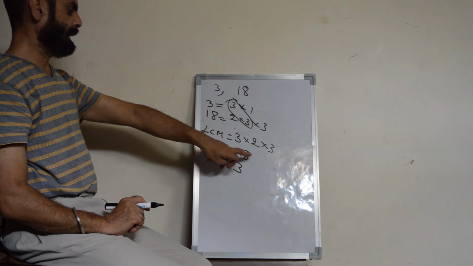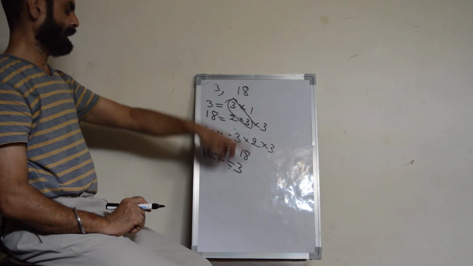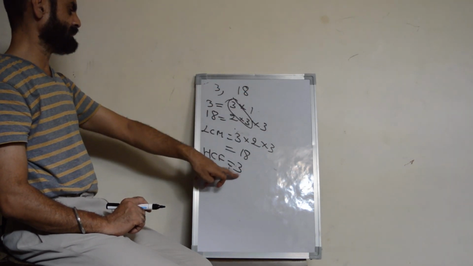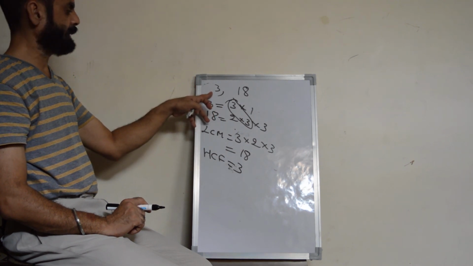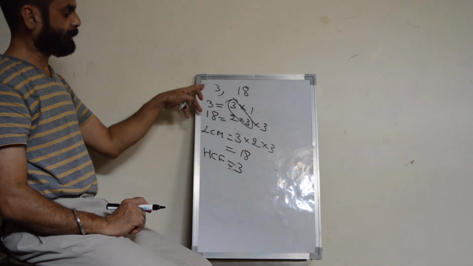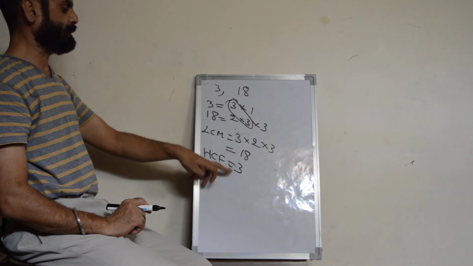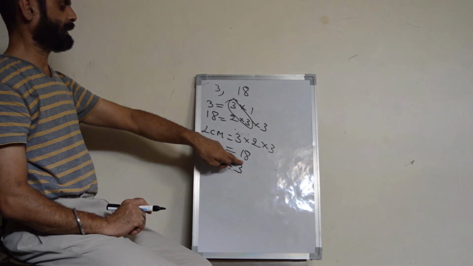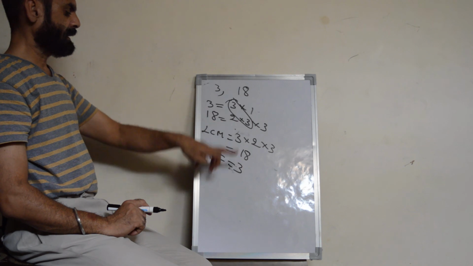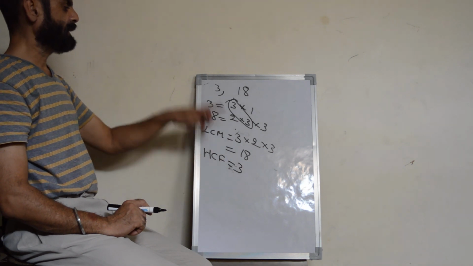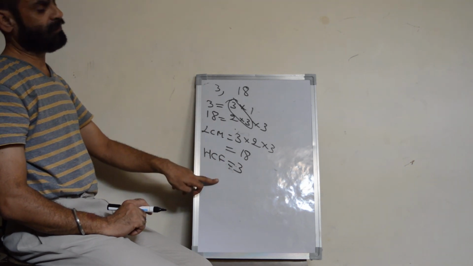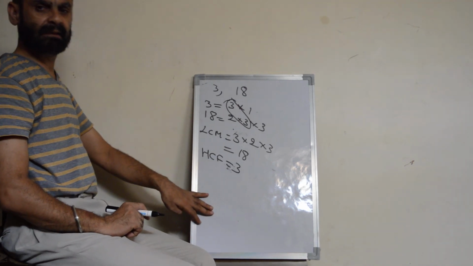Here also the LCM is equal to 18, the given number, and the HCF is equal to the given number 3. So that means LCM is always equal to or greater than the given numbers, and similarly HCF is always equal to or smaller than the given numbers. I hope the concept is clear now.